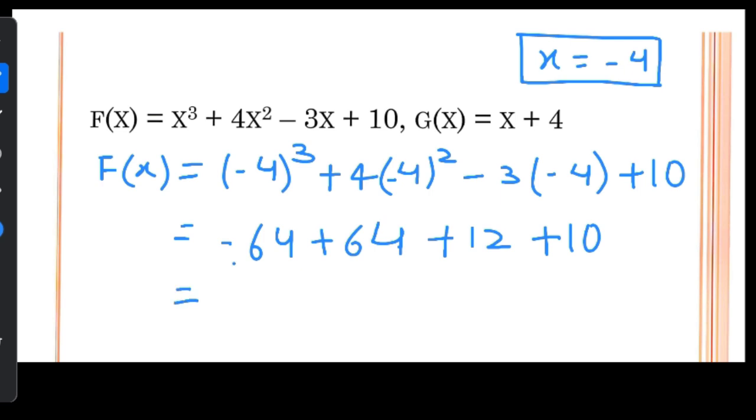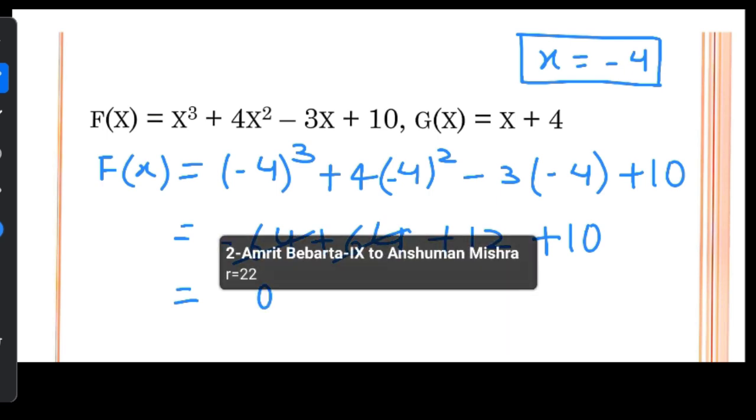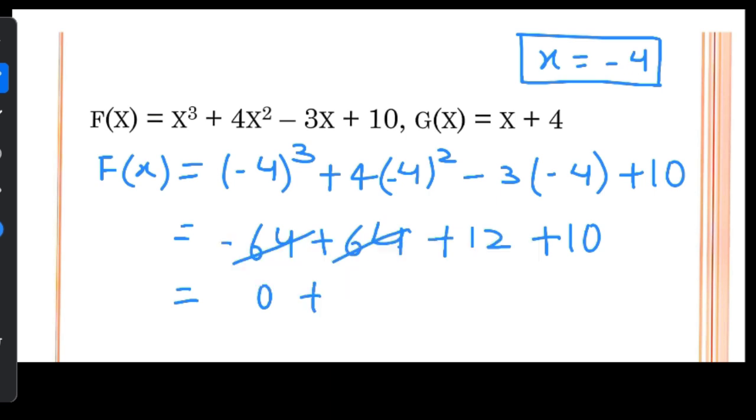That is minus 64 and plus 64, plus and minus, so they give you a 0, and 10 plus 12 is 22. That means 0 plus 22 is equals to 22. That is the answer. So what happened? Everybody understood? Good. So let us try another question like that.